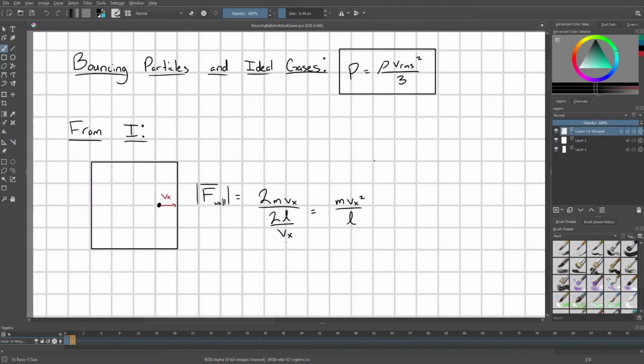Hey there! In this video, I'm going to continue the discussion on bouncing particles and ideal gases as we build up to the conclusion that I'm showing in the box there. Alright, so from part 1, we determined that if we took a single particle and put it in a box with some speed vx, then we could find the time averaged force on the wall as follows: m vx squared over L.